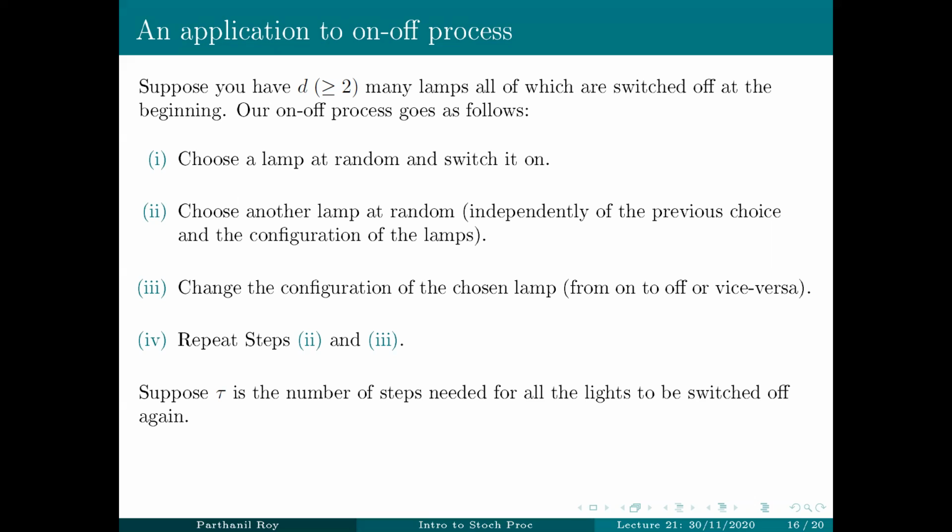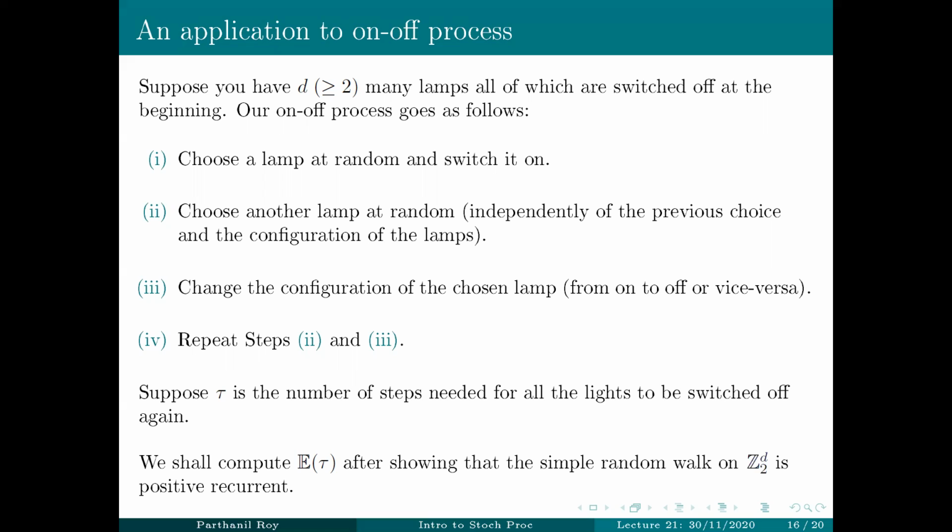Now suppose tau is the number of steps needed for all lights to be switched off again. We started with all lights switched off. Tau is the time after which all lights will again be switched off. Now, we'll actually compute the expected value of this tau. The main step would be to show that, remember, this is essentially a simple random walk on Z2 power D. So the main step would be to show that the simple random walk on Z2 power D is positive recurrent. And once it's positive recurrent, by the previous exercise that I gave you, the uniform distribution on Z2 power D would be the unique stationary distribution. And therefore, from there, we'll be able to compute the expected return time to the initial state. Okay? All states switched off.